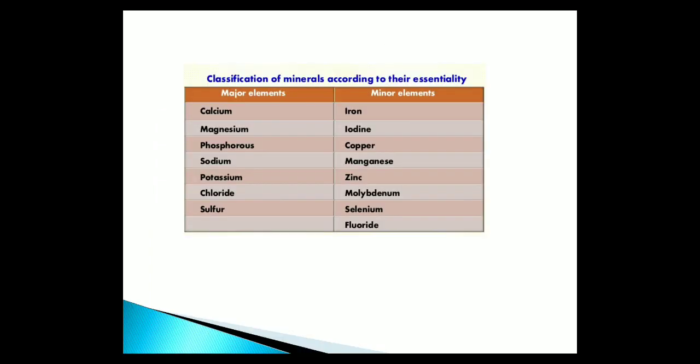Let's see what are those. The classification of minerals according to their essentiality. Okay, now let's see what are those major elements. Major elements include first calcium, magnesium, phosphorus, sodium, potassium, chloride and sulfur. And minor elements include iron, iodine, copper, manganese, zinc, molybdenum, selenium and fluoride.